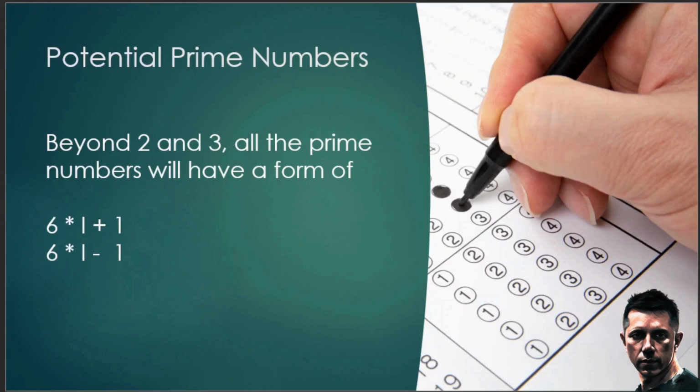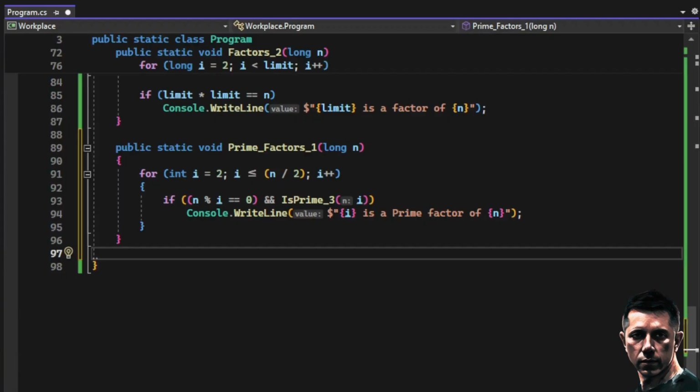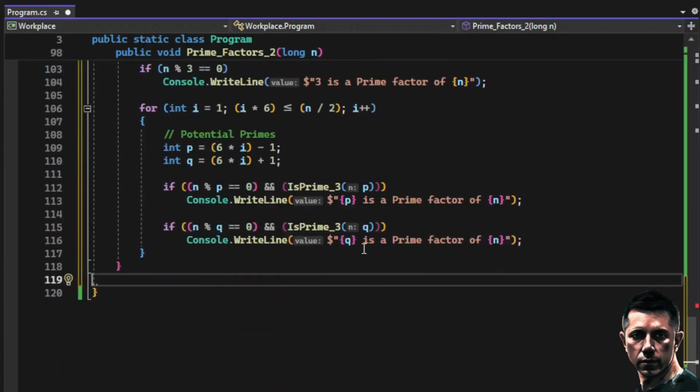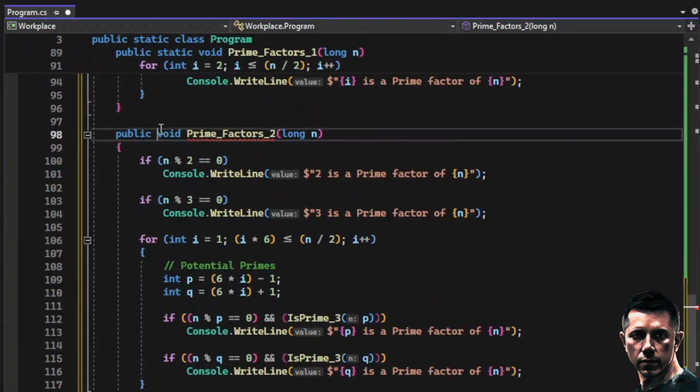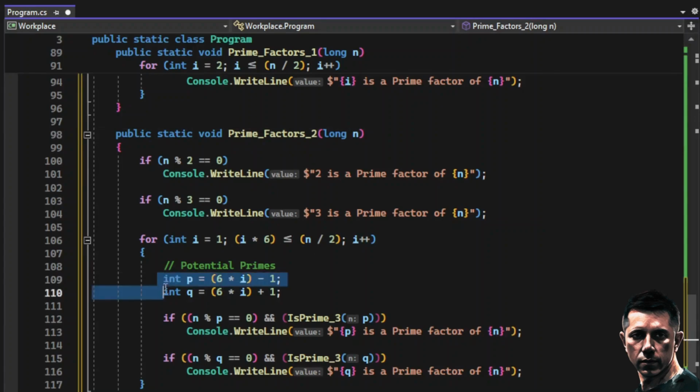There are numbers that follow this form but may not be prime. For example, 25. 25 is 6 multiplied by 4 plus 1, but it is not prime. Keeping this oddity in mind, we can rewrite our method in this way. We keep on checking every number of this form beyond 2 and 3. We check if this potential prime is a factor of n and if it is a prime number as well. This shall definitely be an improvement over the last method. Similar to the last method, we can change the loop condition from n divided by 2 to square root of n.